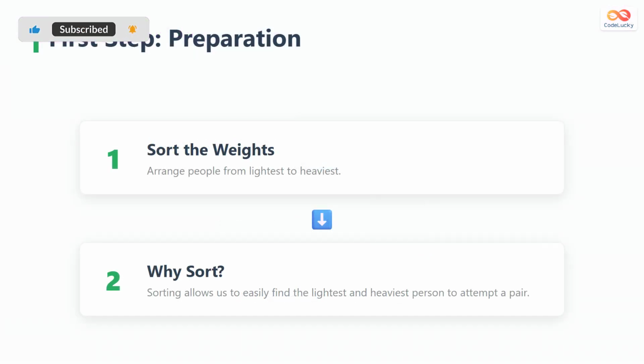The key to solving this efficiently is organization. The first thing we should do is sort the people's weights in ascending order, from lightest to heaviest. Sorting helps us make quick decisions about who to pair together.